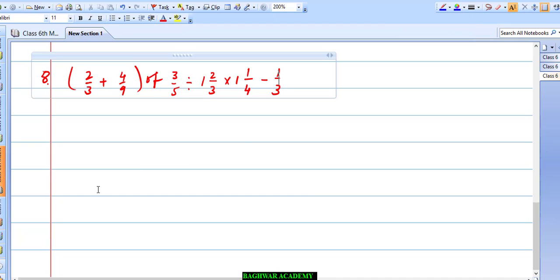So first you see in Bodmer's rule what we had. First we need to solve bracket. So we need to solve bracket first.